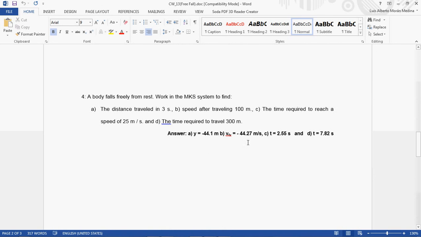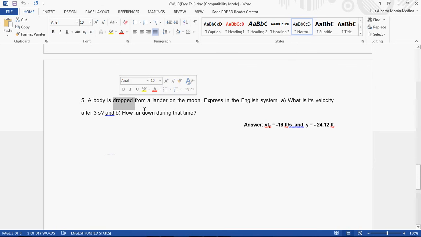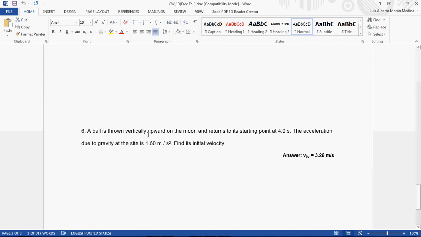In the next problem, imagine that you have 4 different problems in one. The meaning of this is that you now work with meters and seconds. MKS is meters, kilograms and seconds. This one is also a body that is dropped. It's similar in the English system. And in this one, a body is thrown vertically upward. As you can see, this is a little bit similar to the second problem that I explained, but this one is a little bit easier.